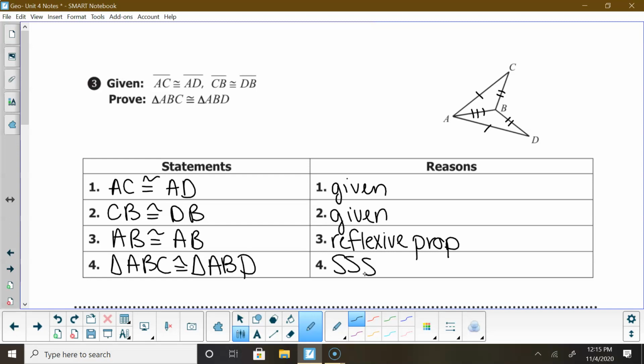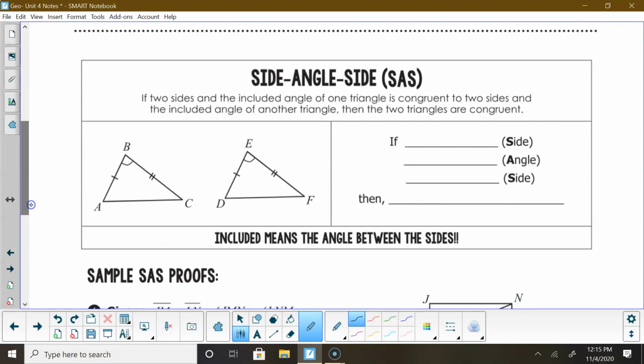Alright, up next. We've got side angle side. Okay? So, first side is what? Pick a pair of sides. Yeah, AB and DE. Alright. Now the angle that's included, meaning angle in between, because these are different triangles and they're not touching at all, you can write that this is angle B is congruent to angle E.